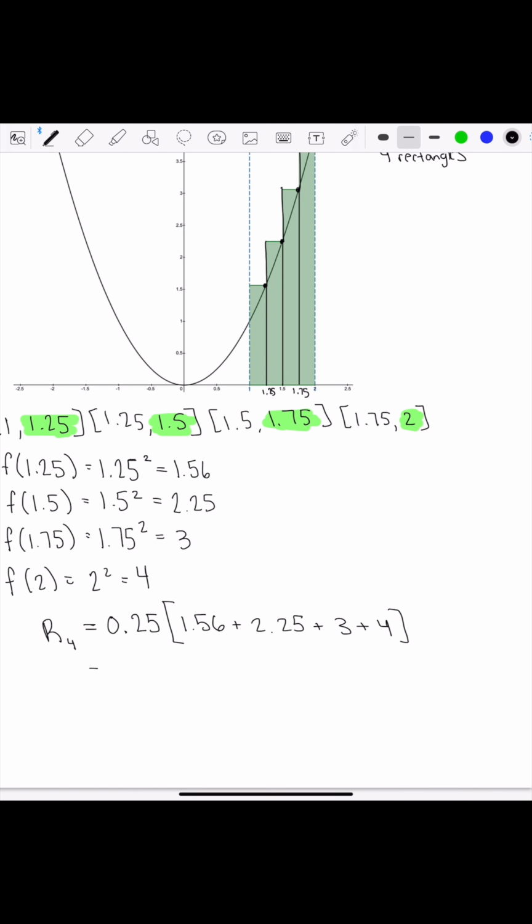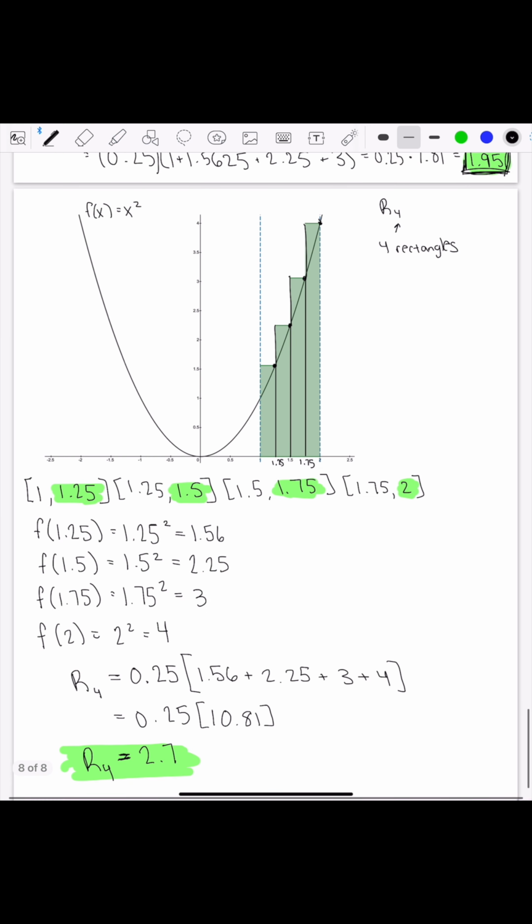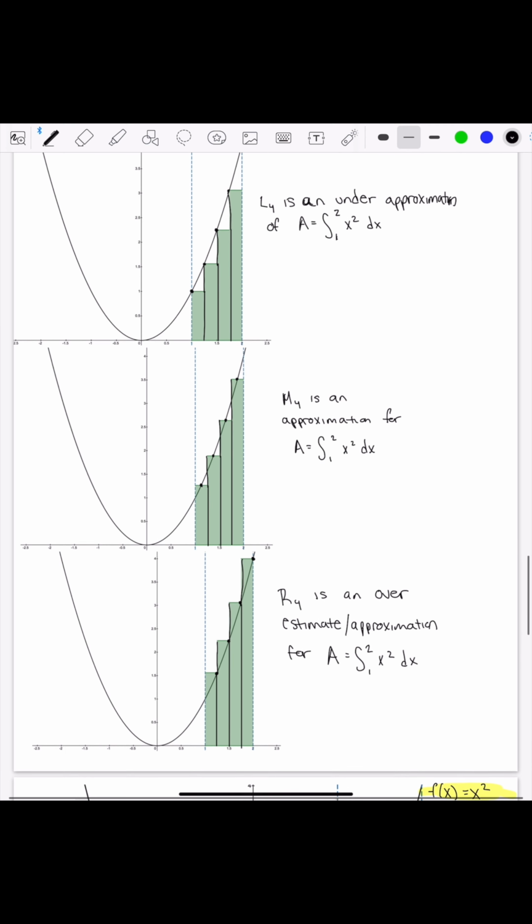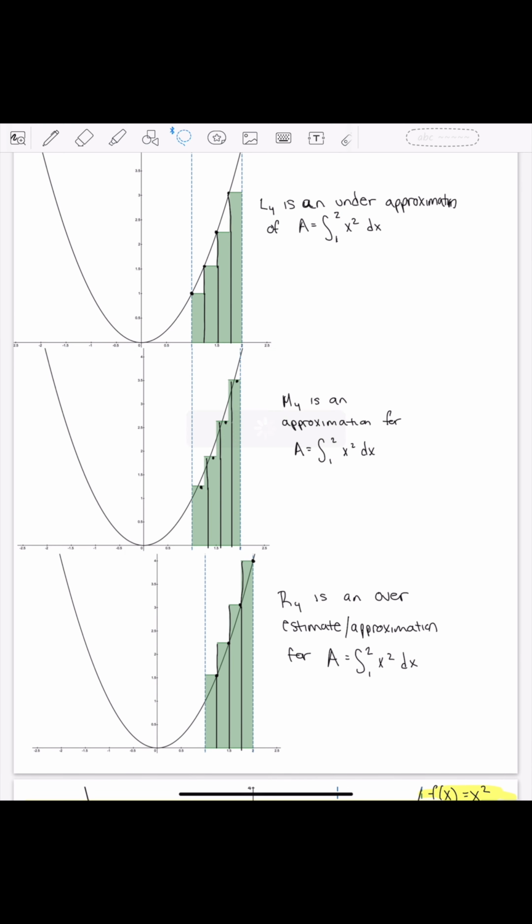So let's do the math. We're going to do 1.56 plus 2.25 plus 3 plus 4, and that's going to give us 10.81. When we multiply that times 0.25, we get 2.7. So this is our approximation for A using the right endpoints. Okay, and then lastly, I saved M4 for last because it's the one that's a little bit more complicated. So let's take our picture.